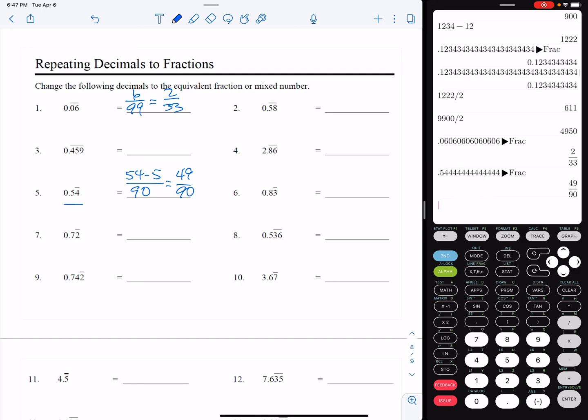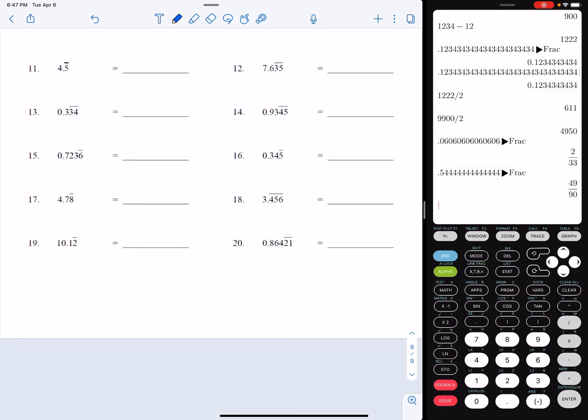Now, what if you have one like number 10 that has a whole number in front of it? What are you going to do with that? You'll just stick the 3 in front of the fraction. That's all you got to do. Simple as that. Okay, so that's what I want you to do for your assignment today.